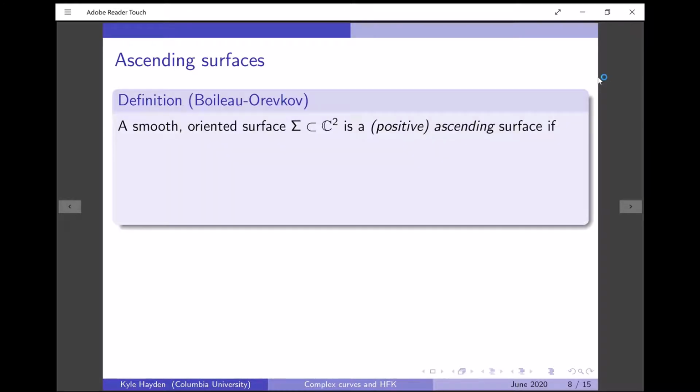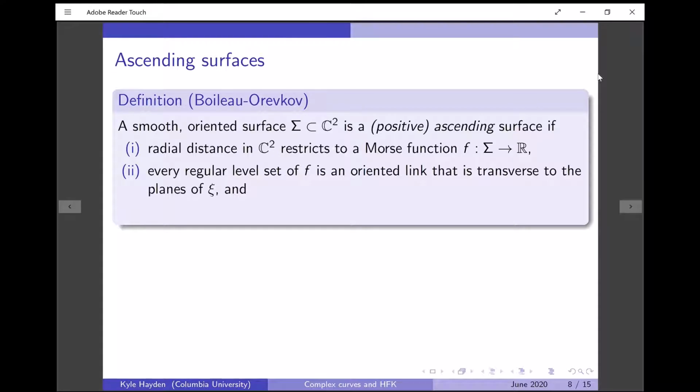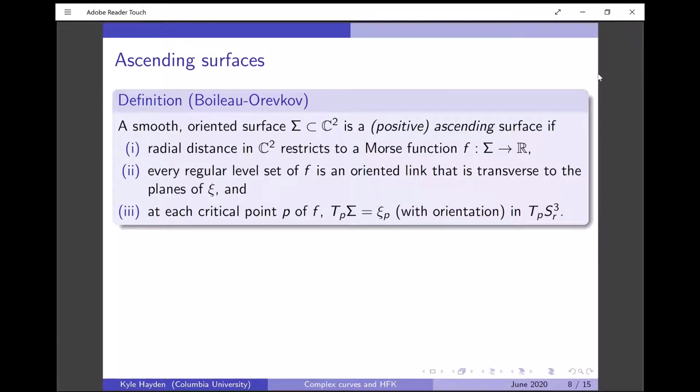And so this definition is originally due to Boileau and Orevkov for surfaces in C2. And so the definition is that a smooth oriented surface sigma in C2 is an ascending surface if the radial distance function restricts to a Morse function on sigma, and the regular level sets of this Morse function have to be oriented links that are transverse to the contact planes of the level contact 3-sphere. And then finally, at the critical points of F, the surface must be tangent not only to the 3-sphere, but it must be tangent to the contact plane inside the level 3-sphere.